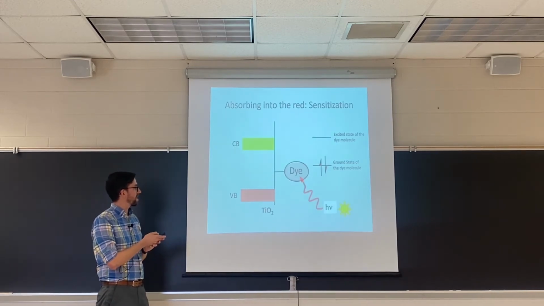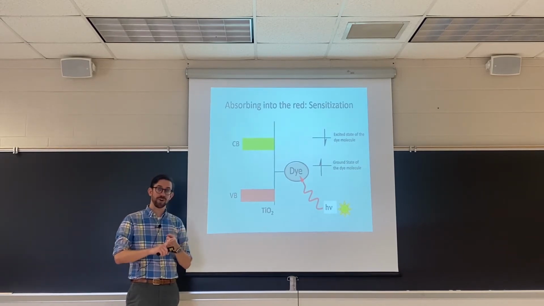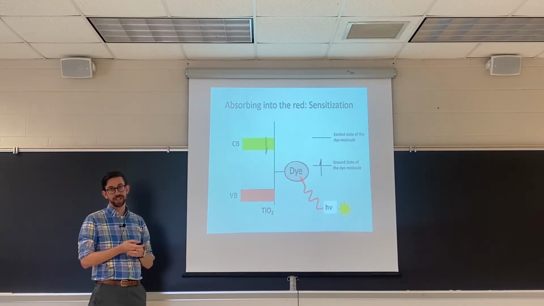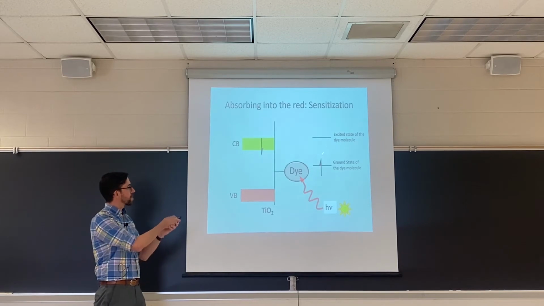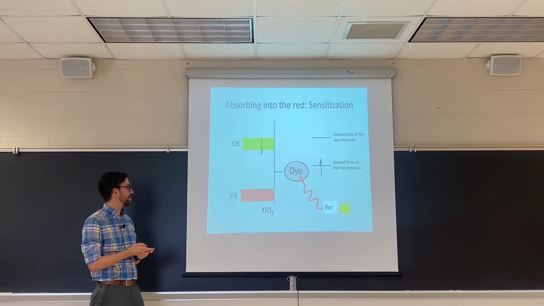So what can happen is, if my dye molecule absorbs light from the sun, it will excite an electron to the excited state of the dye molecule, and then through a process called either electron transfer or electron injection, I'll transfer an electron into the conduction band, and now that electron can be used for electricity. So I was able to absorb light of lower energy, but still create an electron that has enough energy to be able to use for your electronics.